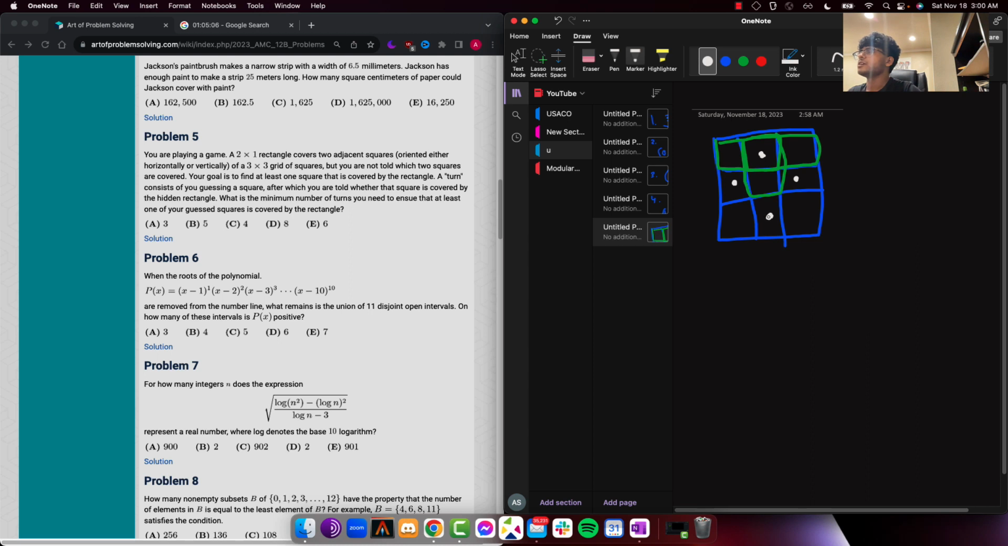Because if you guess 4, there's no way to select 2 adjacent squares on the 3x3 grid such that you wouldn't have hit them, because this covers everything. So we can definitely do 4, but can we do 3?